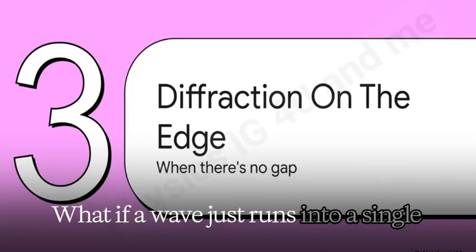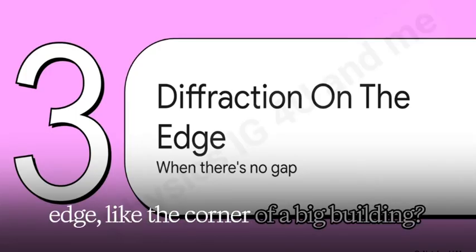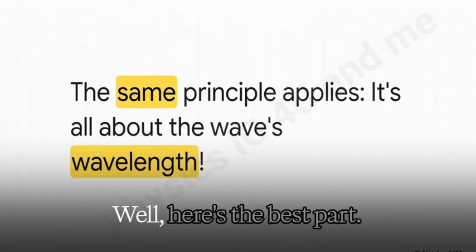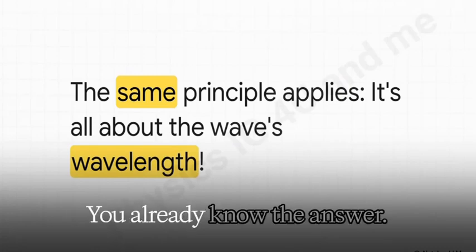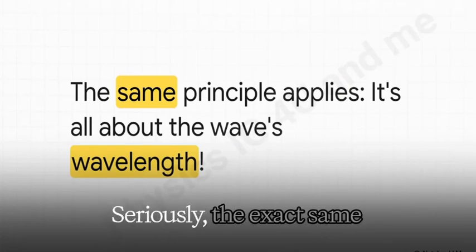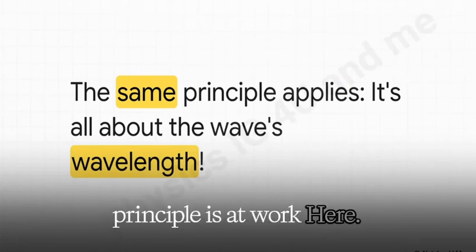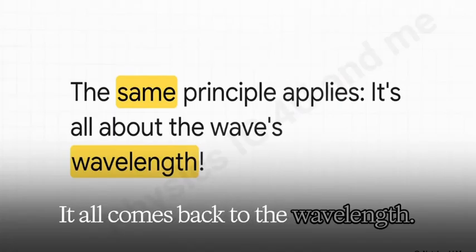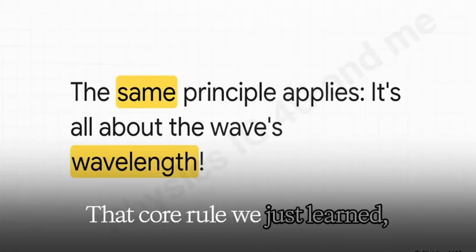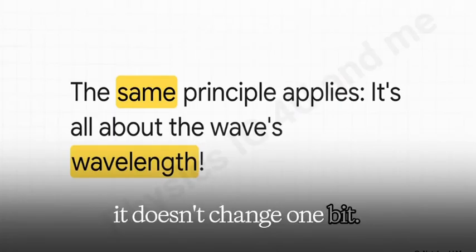What if a wave just runs into a single edge, like the corner of a big building? Well, here's the best part. You already know the answer. Seriously, the exact same principle is at work here. It all comes back to the wavelength. That core rule we just learned, it doesn't change one bit.